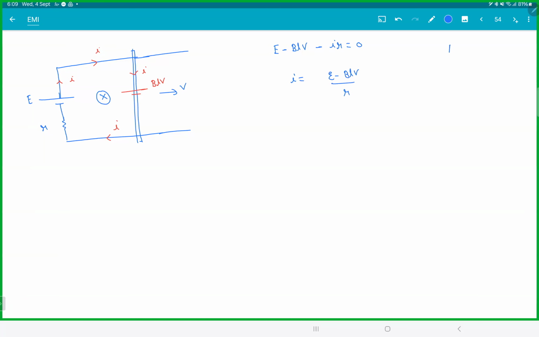And now if you draw the FBD of this rod, the forces will be ILB. That is the only force acting. So ILB is equal to mass into acceleration. If you substitute here, (E minus BLV) by R into L into B is equal to mass into acceleration. This integration looks like a mess.